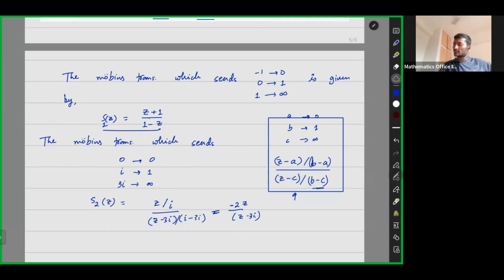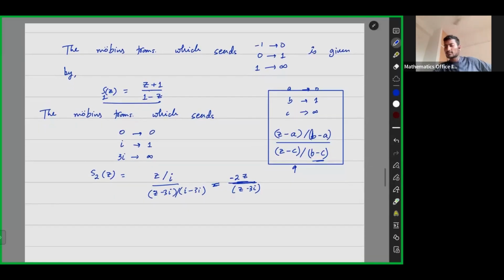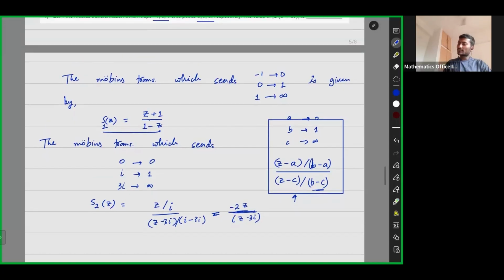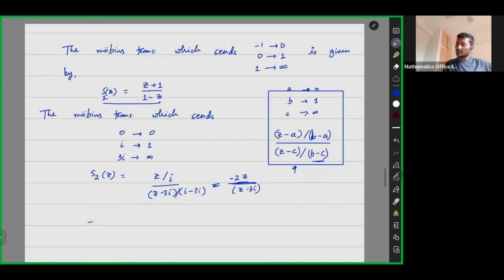So you can solve it. So if there are mistakes, you can point them out. Now I think everything is fine. When you put z is equal to minus, sorry, 3i, the denominator becomes 0, and it goes to infinity. Right. So now that we have two transformations, we need to calculate what T is.